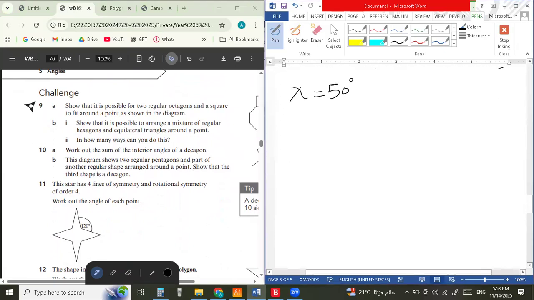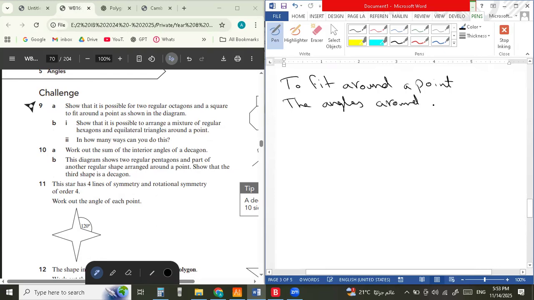It says to you, show that it is possible for 2 regular octagons and a square to fit around the point as shown in the diagram. Well, to fit around a point, the angles around the point add to 360 degrees, like in this one over here.